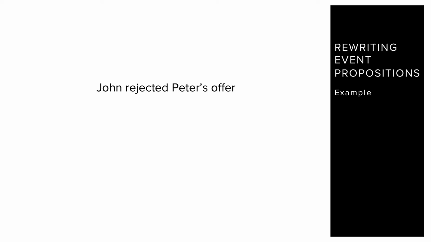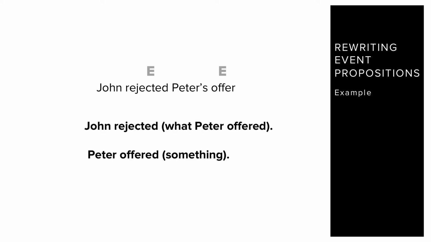Another example, John rejected Peter's offer. Again, there are two event propositions, rejected and offered. So John rejected whatever it was that Peter offered, and Peter offered something.